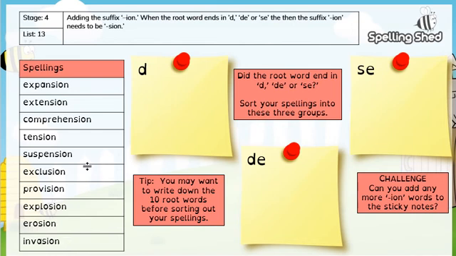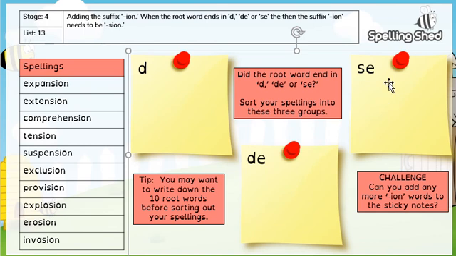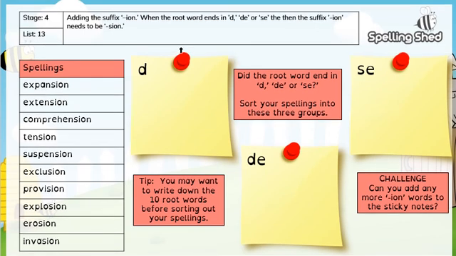So your task for today is this. You can split your page into 3. You can set it out like this, or you could just set it out as a table. And I would like you to sort our spellings into whether the root word, so the word before we added the shun on, did that end in a D, a DE or an SE?